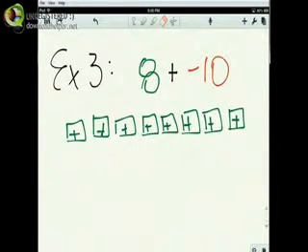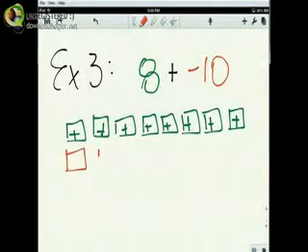Okay, guys, third example, we have a +8, and we are trying to add -10. So we're not taking anything away this time, we're just adding -10. So I'm going to go ahead and draw 10 negatives. Whoops, wrong color.